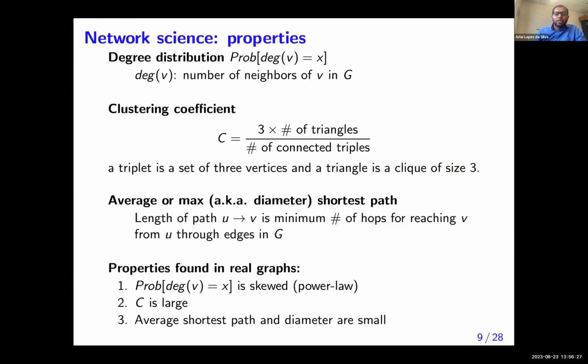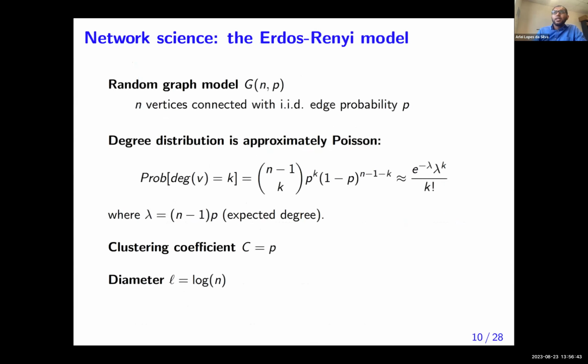And we know a lot of things about how real graphs look in terms of these properties. For instance, we know that real graphs have skewed degree distributions, they have a high clustering coefficient, and the average shortest path or the diameter is usually smaller than one would expect. Based on these properties, a lot of generative models for graphs have been proposed in network science.